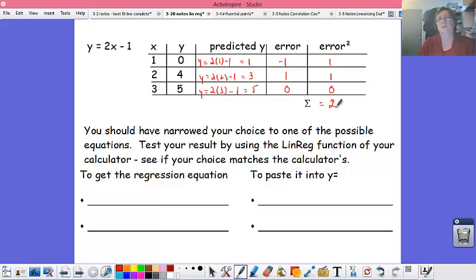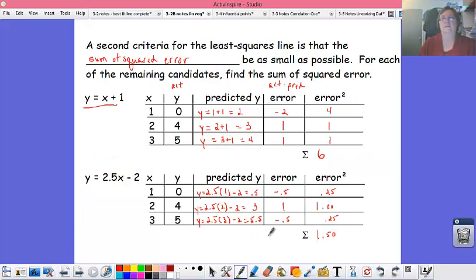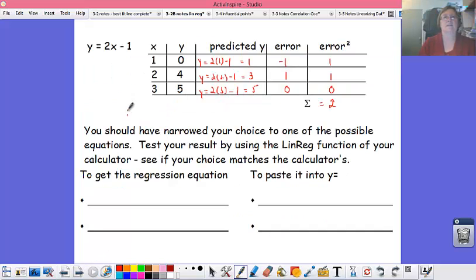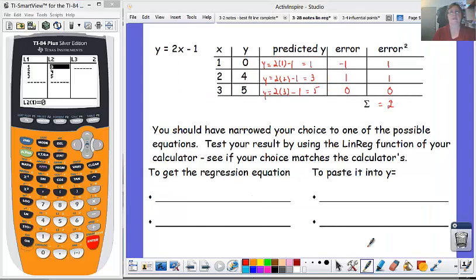So this was small, but it was not as small as the squared error that we got here. That would mean that this equation fits both criteria. It contains the centroid 2, 3, and it minimizes squared error. We should, and we did, get down to 1.5 based on our manual math that we've done here.